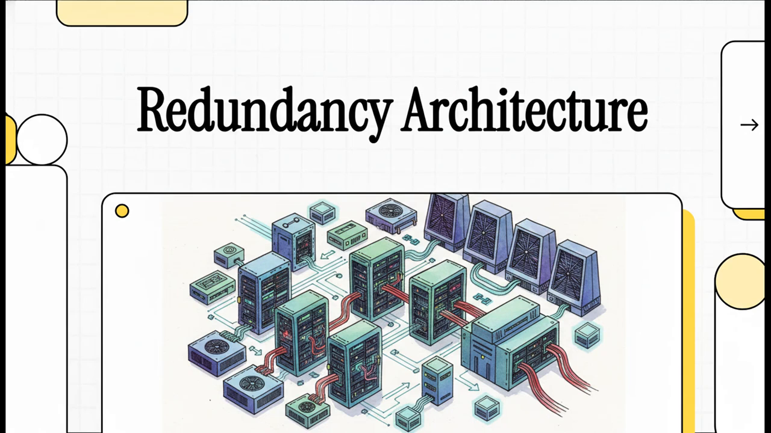When we talk about these giant AI data centers, it's easy to get caught up in the raw power, the incredible GPUs and the massive cooling systems. But today, we're pulling back the curtain on the unsung hero that keeps the whole show running: redundancy architecture. This is the safety net, the backup plan that prevents absolute catastrophe.